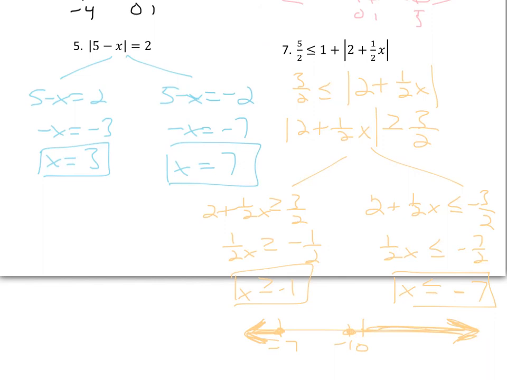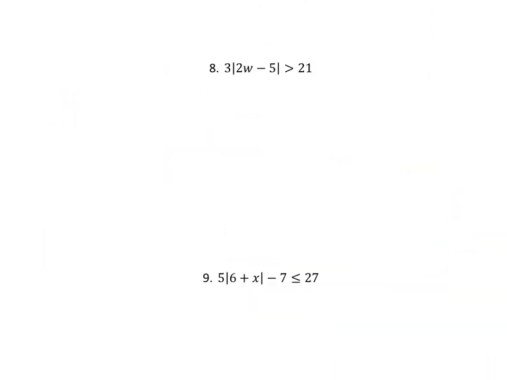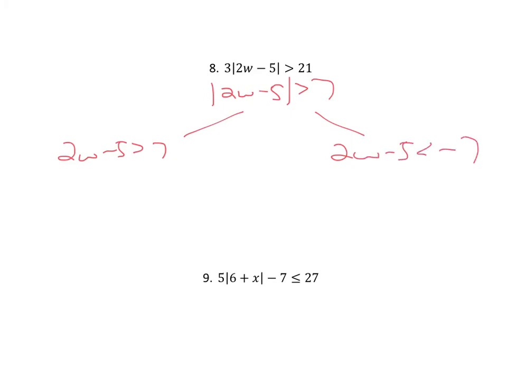So on the back, on this last page, we've got a couple more interesting problems. So this first one, we need to isolate the absolute value first, so divide by 3. Then we can split, and we'll get 2w minus 5 is greater than 7, and 2w minus 5 is less than negative 7. Solve for w. W is greater than 6, and 2w is less than negative 2, w is less than negative 1.